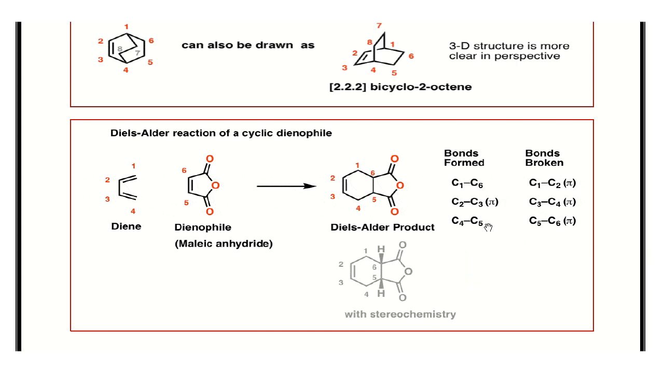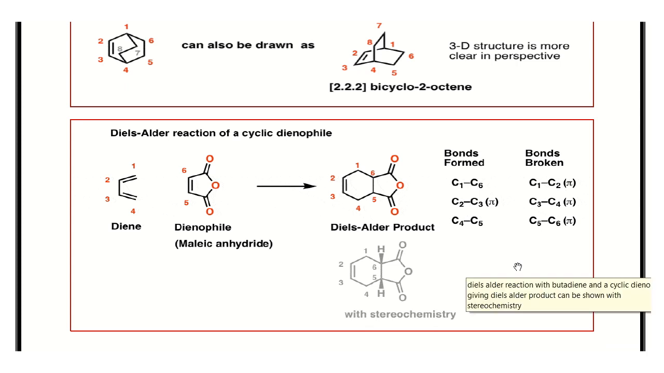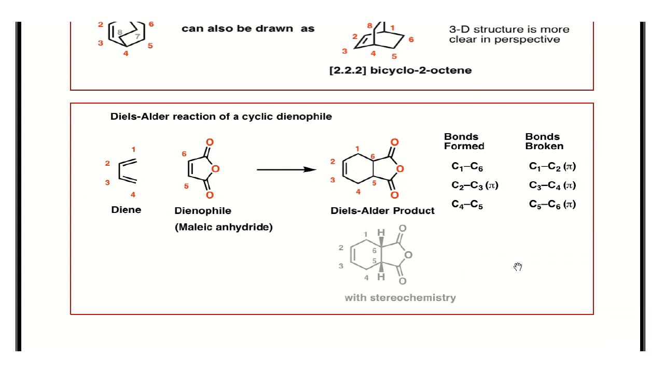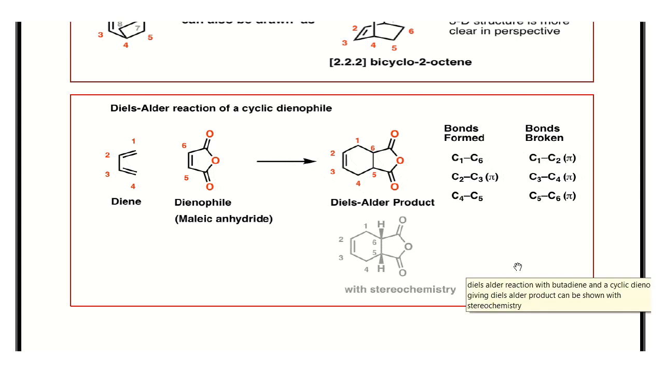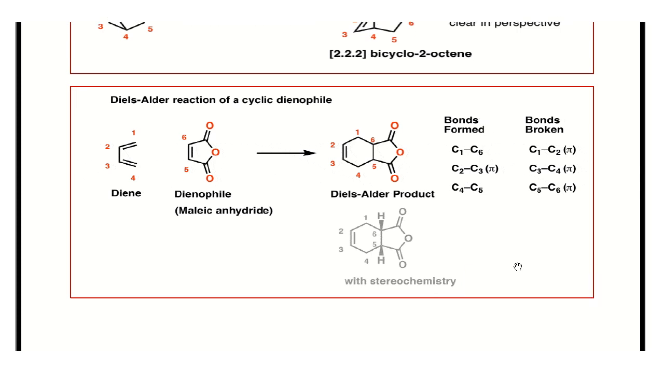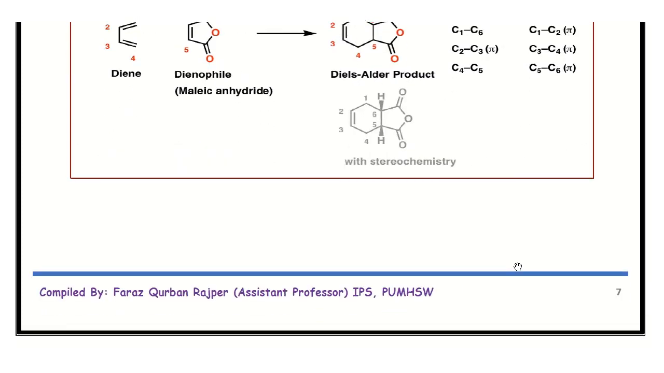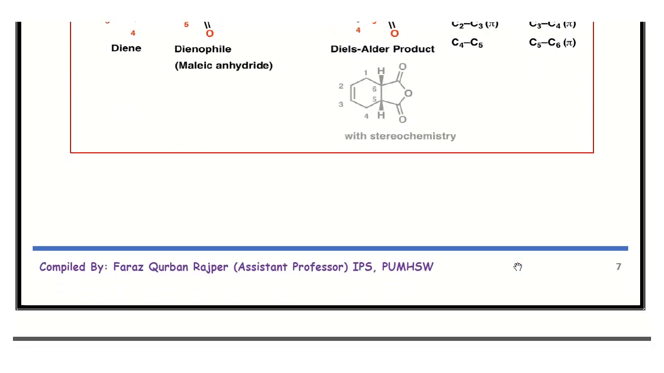And you may observe the same pattern of bond formation: the newly formed sigma bond is formed between carbon number 1 and 6. Over here it was absent, and a new bond has been formed between carbon 1 and 6, and new pi bonds between 2 and 3 and 4 and 5. So this is the example when the Diels-Alder reaction is occurring between a conjugated diene and our dienophile, which is in this cyclic structure, the maleic anhydride in this example.